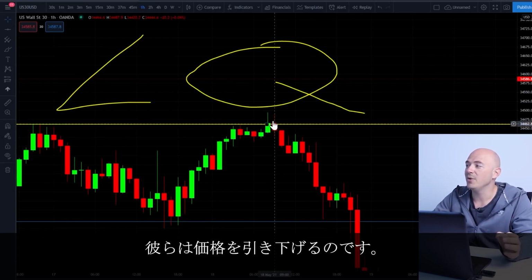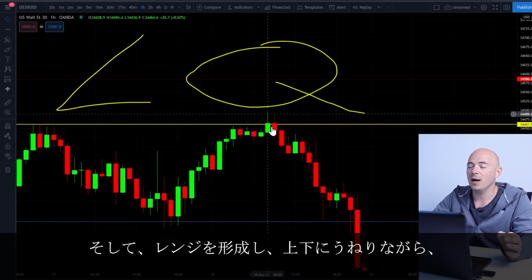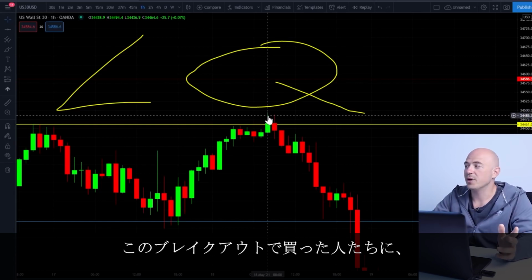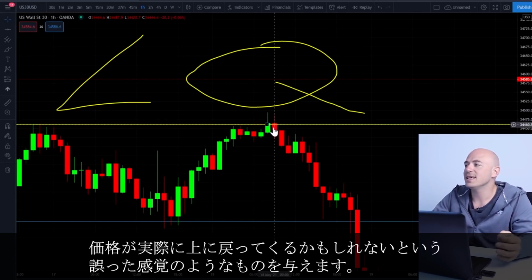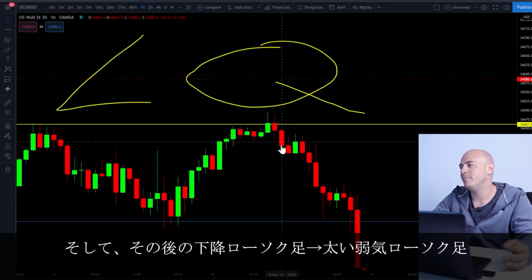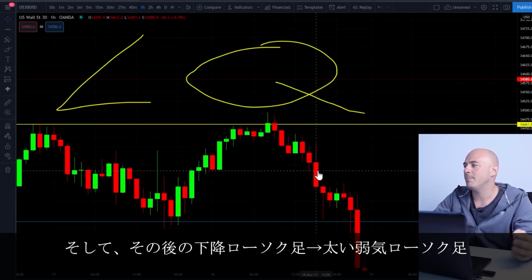They pull the price down and make it range, wicking up and down, giving the people that bought right here at this breakout a false sense that the price might actually come back up. I'm just gonna wait it out. And then subsequent bearish candles, big fat bearish candles.